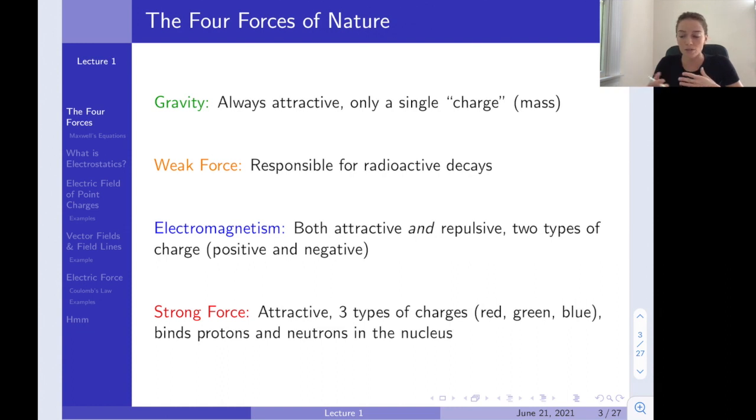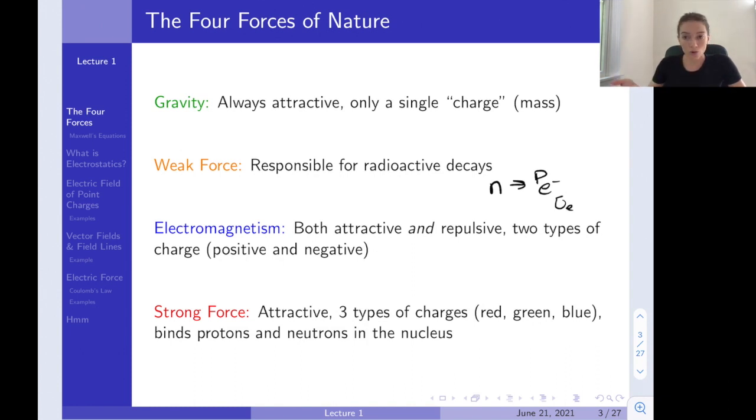Then next is the weak force. So the weak force is responsible for radioactive decays. So when you have a neutron that decays into a proton, an electron, and a neutrino, that's the symbol for neutrino, that's the weak force. So that's radioactive decays is the weak force, essentially. And then we have electromagnetism, which is what we'll be studying in this course, obviously. So electromagnetism can be both attractive and repulsive. And there are two types of charges. There's positive and negative. Or if something's not charged electrically, then it's neutral.